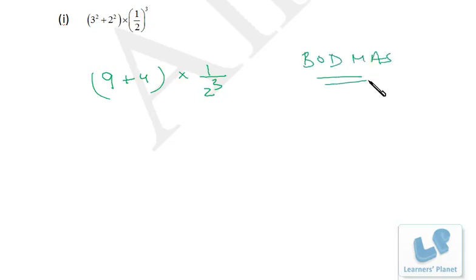Similarly, let's see this problem. 3 square is 9. 2 square is 4, into 1 upon 2 cube, right? 1 upon 2 whole cube can be written like this. 1 cube will be 1 only. Now 9 plus 4, always be careful that first of all you have to solve the expression that is inside the bracket, right? You might have learnt the BODMAS rule in your junior classes. I'm sure about that, right? So 9 plus 4 is 13 into 1 upon 8. So finally it is 13 by 8. Okay.